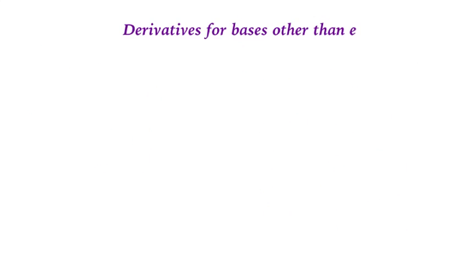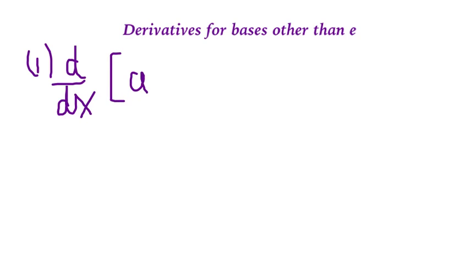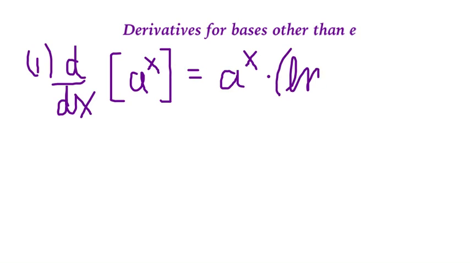Okay, we've seen the derivatives of e to the x and the derivative of natural log of x, but what about the derivatives with bases other than e? For example, the derivative of a to the x. So the new derivative rule for this is similar to the derivative of e to the x. You repeat it, so it's a to the x, and then you always multiply by the natural log of a.